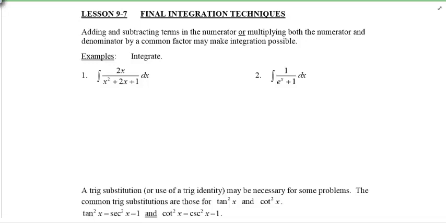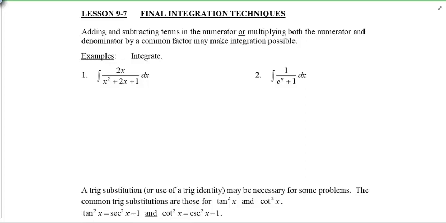Okay, the last lesson in your workbook. We're going to look at some final integration techniques. These are a little bit more obscure, different, and just somewhat weird. But you can always add or subtract terms in the numerator, or multiply both the numerator and denominator by a common factor to make integration possible.